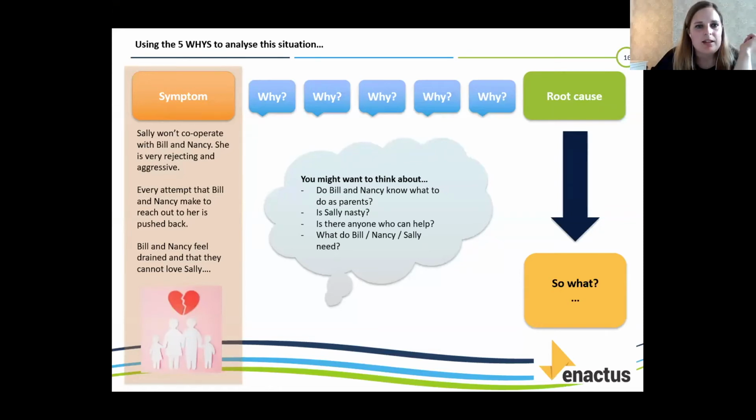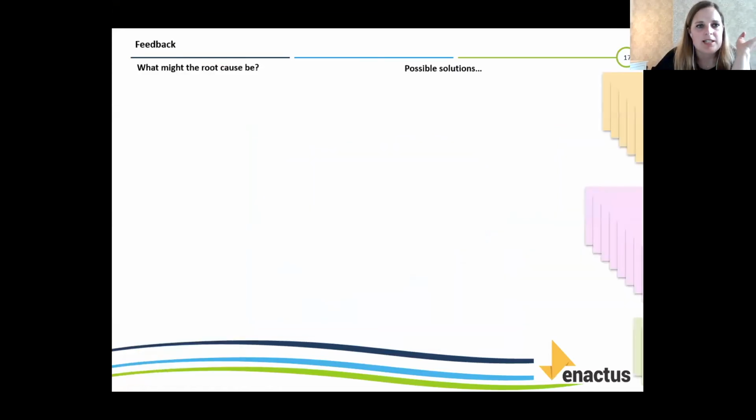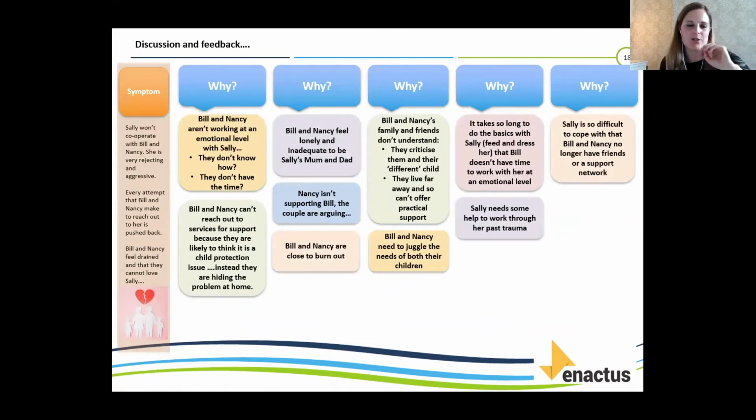So the answers that we had, like I said, this is a real life situation. So Jim and I were working on looking at adoption breakdown and why that happens. And we've got really similar to the answers you guys had coming out. So we've got Bill and Nancy aren't able to work with Sally on an emotional level. Maybe they don't know how, maybe they don't have time. They can't reach out to services for support, and a few of you were saying that maybe going to external services would be a good idea.